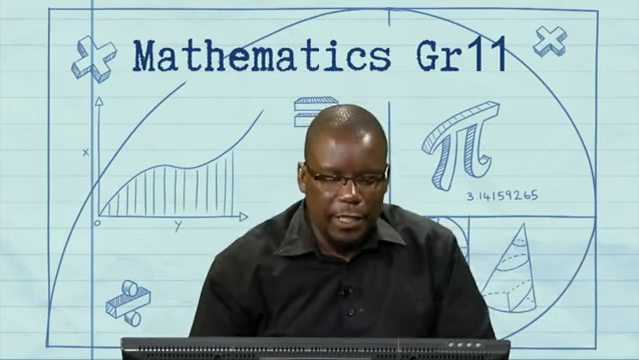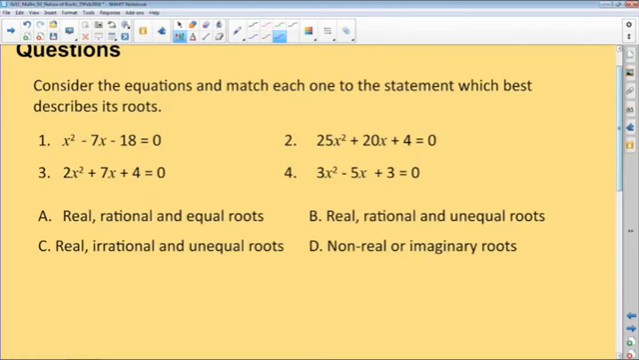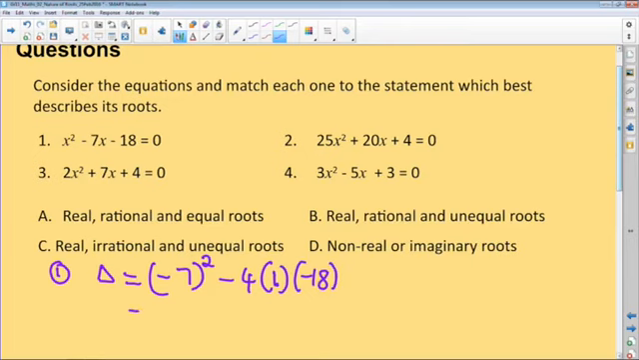Well done, grade 11s. Let's look at number 1 and 2. We need to tell whether they're real or non-real and so forth. So we start with number 1. Your discriminant is equal to b squared minus 4ac. Here b is minus 7, a is 1, and c is negative 18. So you've got your b squared, which is negative 7 squared, that's 49, plus, now guys, you've got calculators at home.